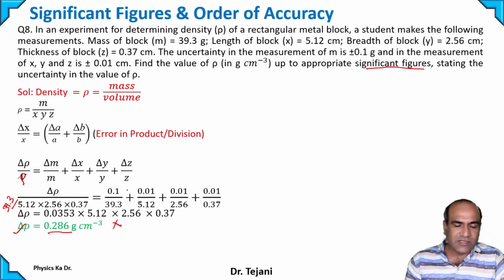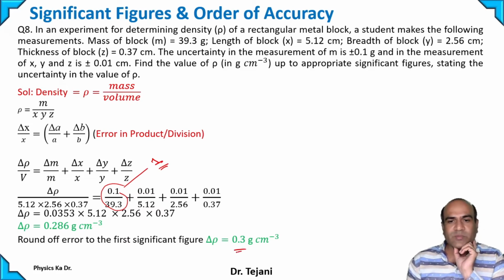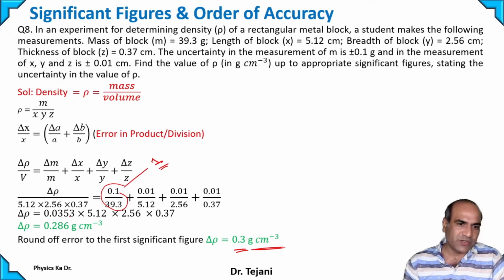So in this case we need to take the appropriate significant figures. Just see the figures: in the case of division, how many significant figures does the least precise value have? 1. So ultimately it should have only 1. So it becomes 0.3 gram per centimeter cube.